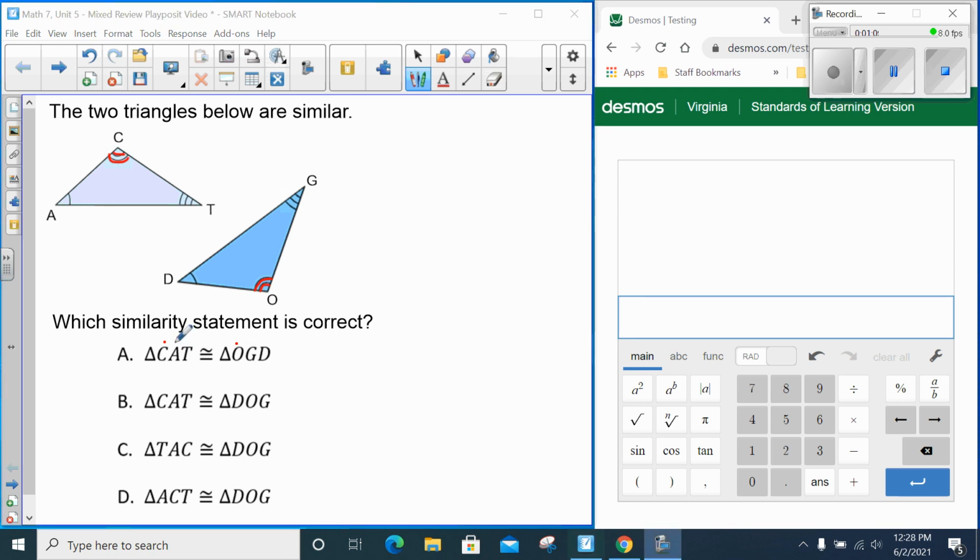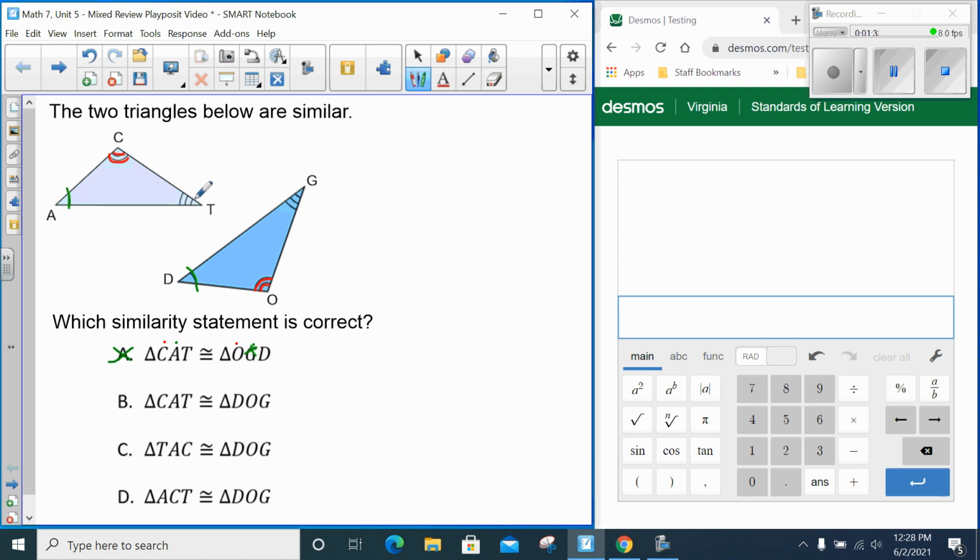The next angle in the statement is angle A. I notice that angle A has one line through that, which means this other angle G should also have one line through it. But when I look at the picture, I notice that angle G has three lines. So the angle that actually matches angle A on this triangle is angle D. So this is not a good statement because those angles do not match.